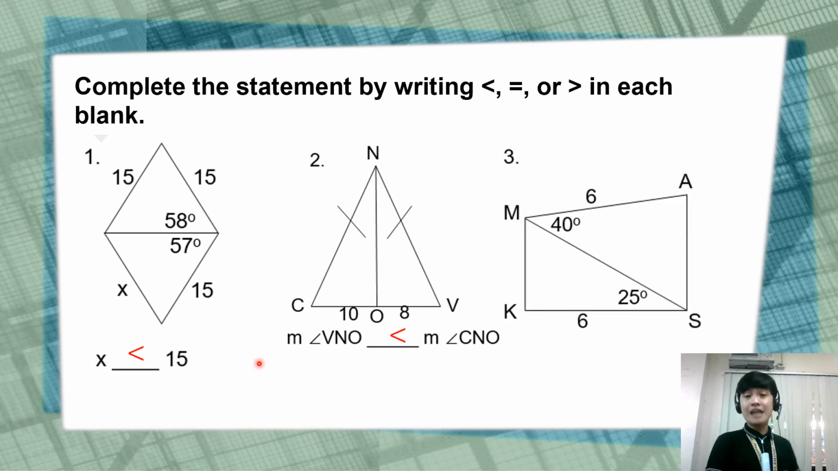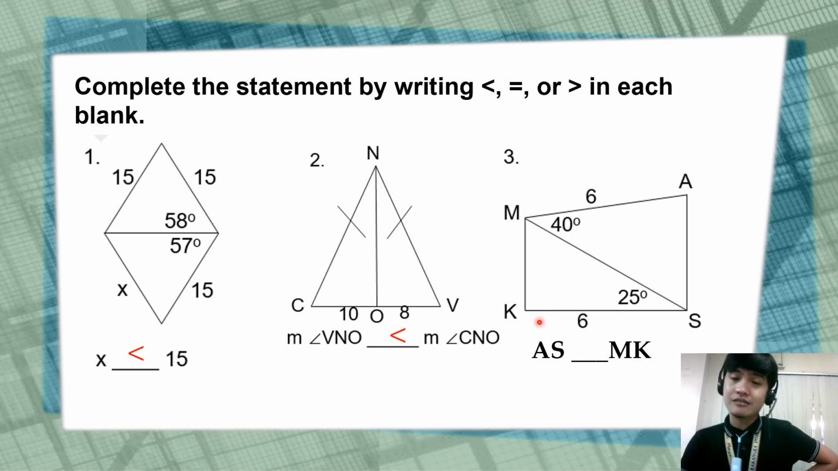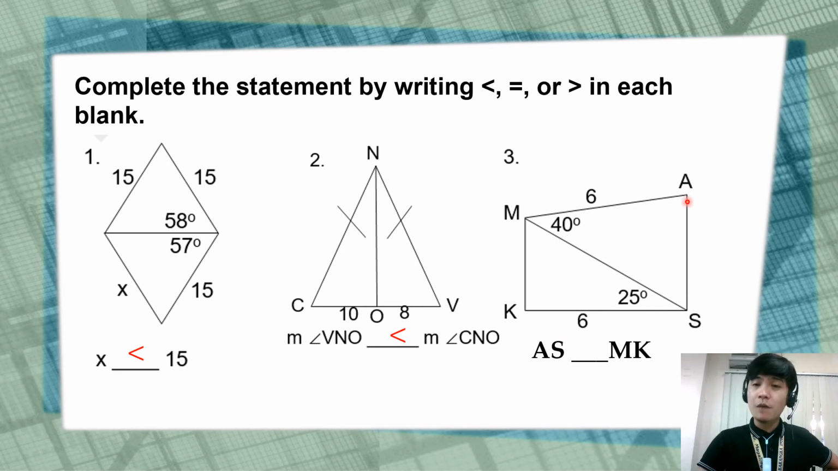Let us have example number 3. In this case, we are asked to compare segment AS with segment MK. Okay? Ngayon, walang measurement si segment AS at si segment MK. So, sa unang tingin, mukhang mahirap talaga ikumpara. But let us try to rely on the angles. Okay? AS is the opposite side of angle SMA. And angle SMA is 40 degrees.